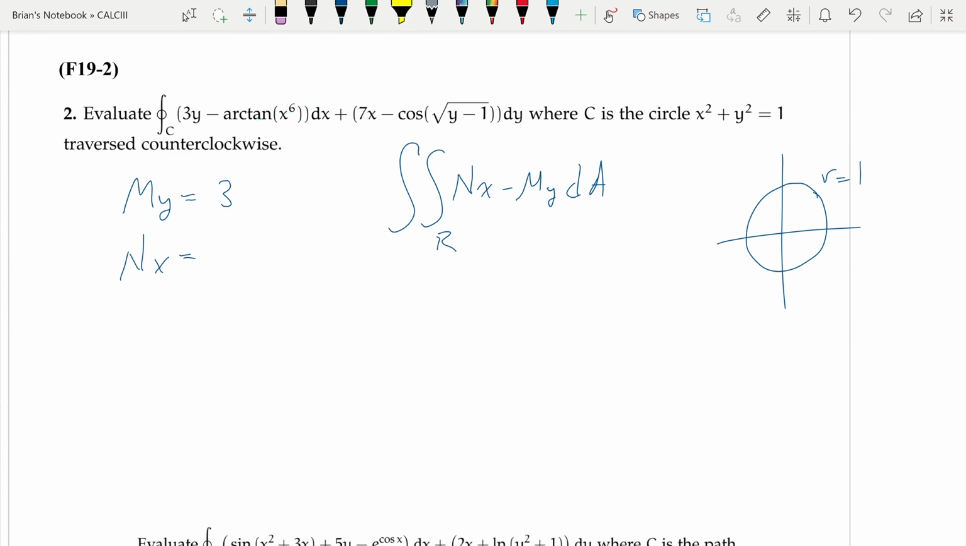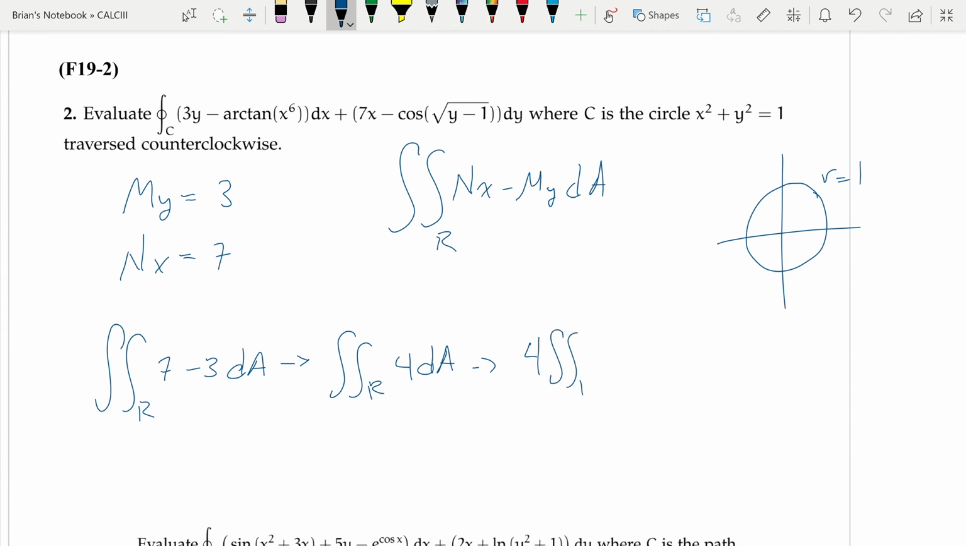Nx is just going to be 7 because this whole thing has a y in it, so we don't care about it. All we care about is the 7, and the derivative of that with respect to x is just 7. So now we write our double integral over R of 7 minus 3 dA, which then turns into the integral over R of 4 dA, and we could even bring the 4 out of the integral.